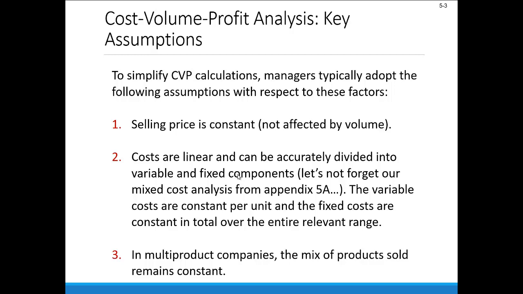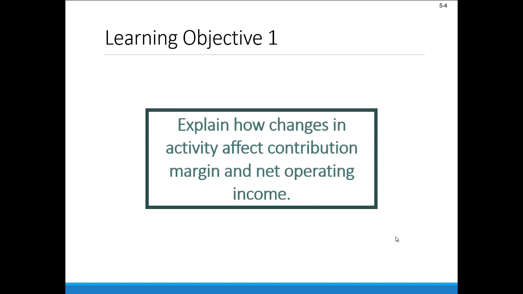And then in multi-product companies, we generally assume that the mix of products sold remains constant, at least within any particular period or scenario. And by mix, we just mean the relative portion in which we sell products. So let's say we're Chick-fil-A and we're selling the grilled chicken sandwich and the fried chicken sandwich. We're talking about the mix of sales for those two items, 60% fried versus 40% grilled, or 80-20, or whatever that happens to be.